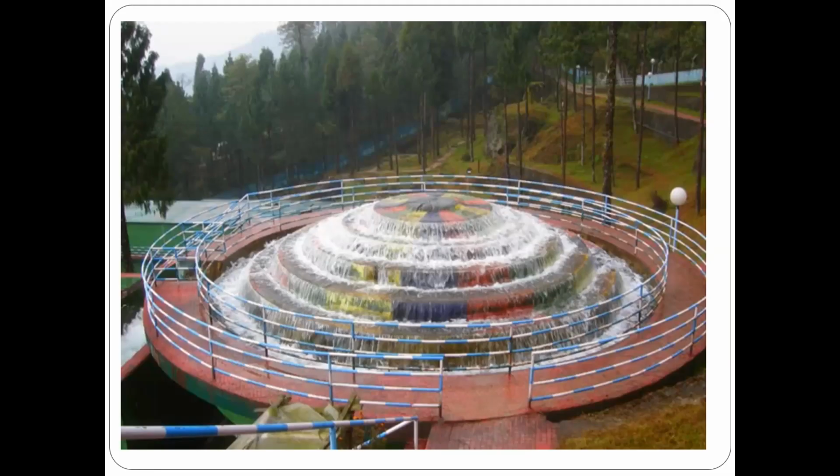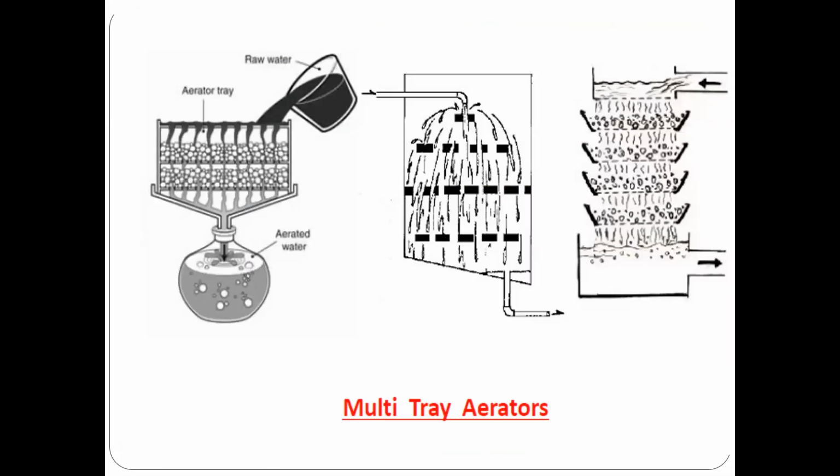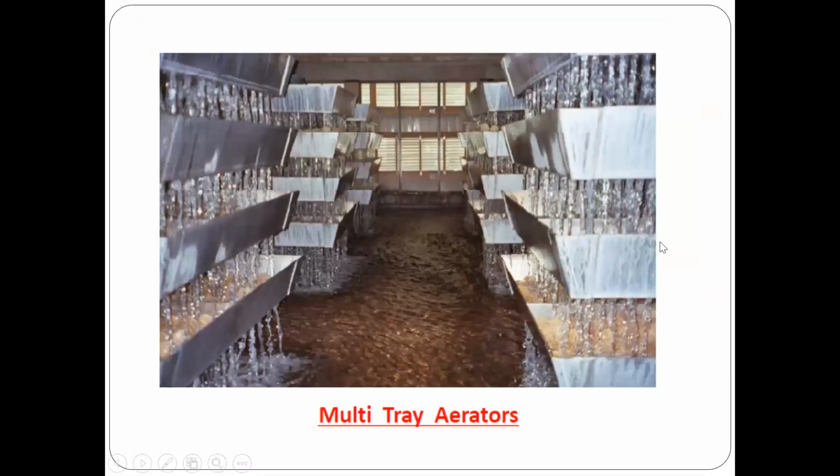Okay, after that, we have to discuss the next part, that is trickling bed or multiple tray. Okay, so this is the image of trickling bed. Okay, what does trickling bed mean? This is a good image, I think. Multi tray aerator. This is a perfect image.